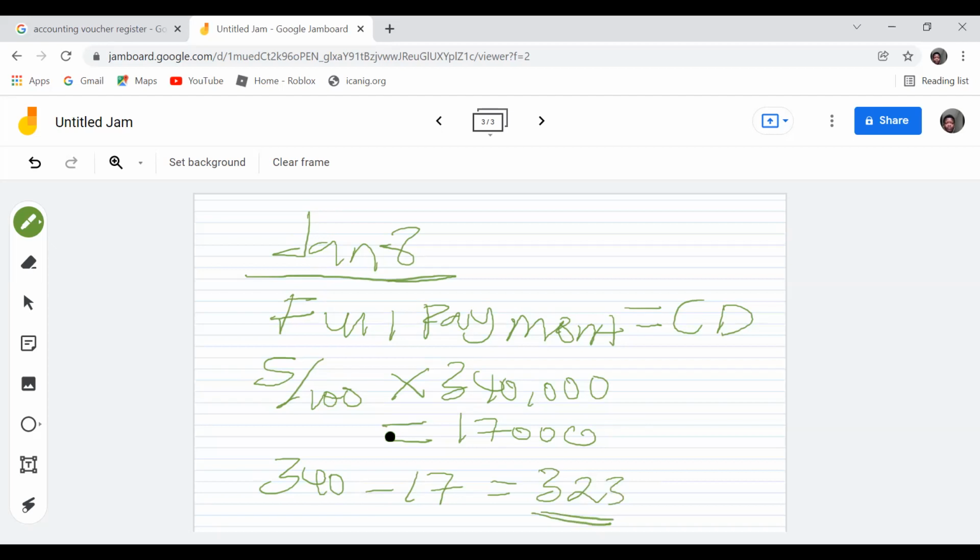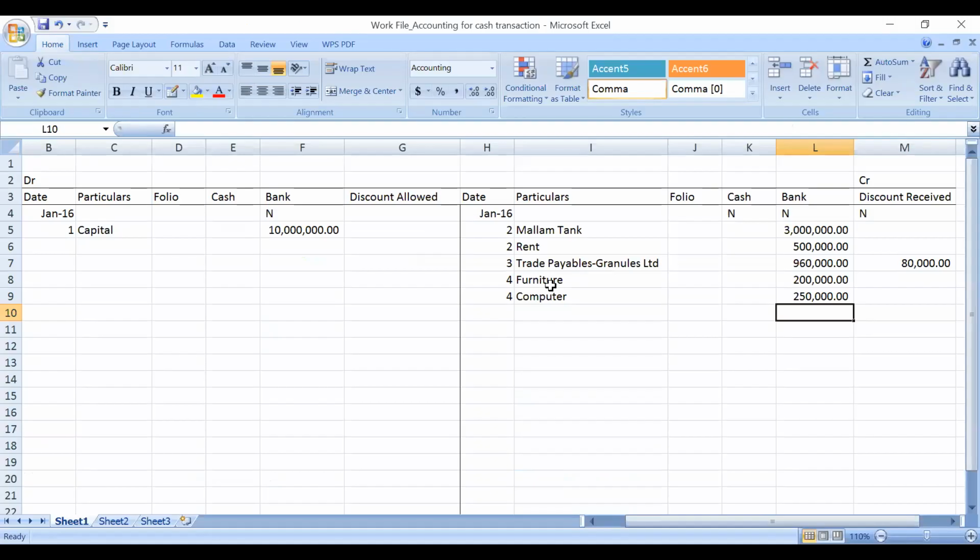So now let's record it. We are making sales now. That means money is coming in, and that means our asset is going to increase. And if your asset is increasing, you are going to debit. So that's why we are having it on the debit side now.